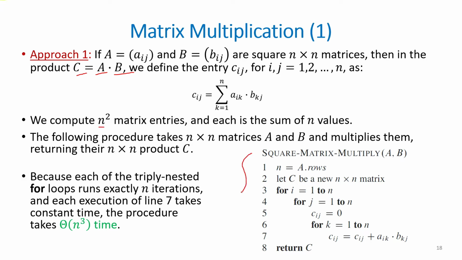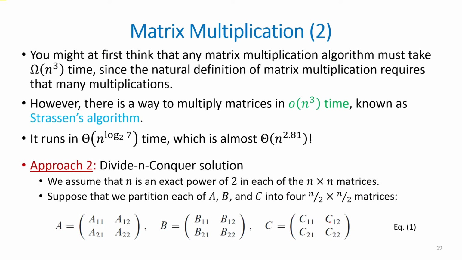The pseudocode given over here actually uses three nested for loops to find the product of two square matrices A and B, and therefore it has a running time of theta n cubed. Now you may ask whether there is a faster way to multiply two square matrices, and the answer is yes. There is a method called Strassen's algorithm, which has an order of little o of n cubed. That means it runs with an order lower than n cubed, which is n to the 2.81, which is less than 3. Before we get there, let us look at the divide and conquer approach to this problem.